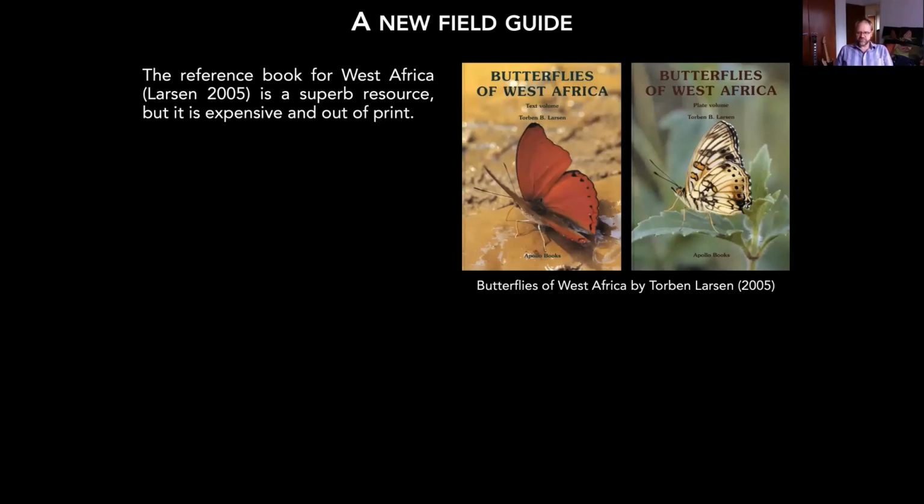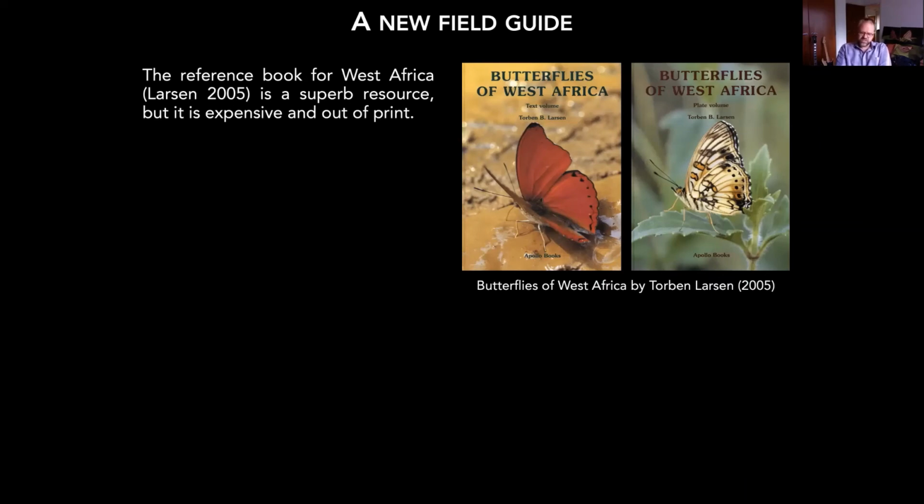For West Africa, there is a very, very good book, which was written by Torben Larsen in 2005 after 20 years of research. This is still the absolute Bible for anyone interested in West African butterflies. But the problem with this book is that it is very expensive. We're talking about $250, $300 US, and it's also out of print, which means that it's very hard to get hold of these days. But even if it is a quite scientific and very detailed book, Torben has a skill of writing, so it's quite easy as an amateur to understand what he means. So this is the best resource.